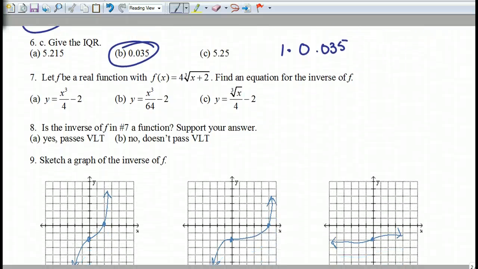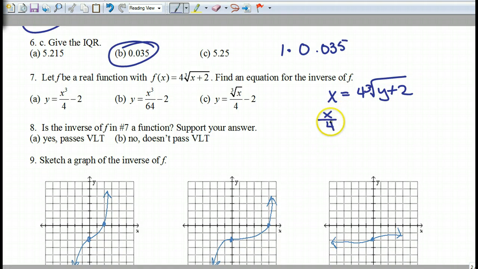Okay, so number 7 says, let f be a real function with f of x equal to 4 the cube root of x plus 1. Find the equation of the inverse of f. So what we are doing on this one, you guys, is just changing the x and the y. So this will be x equals 4 cubed root of y plus 2. So what's the first thing I need to do to solve for y? Divide it by 4. Okay, so it'll be x over 4 equals the cubed root of y plus 2.